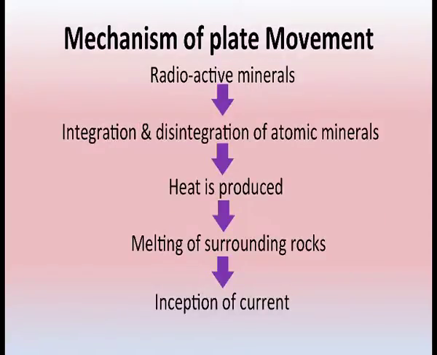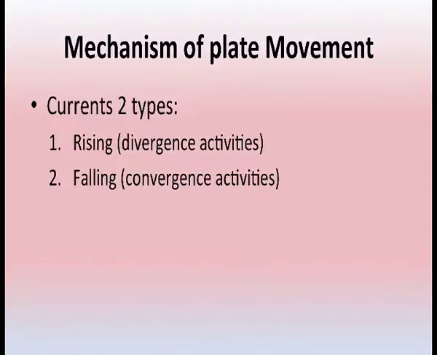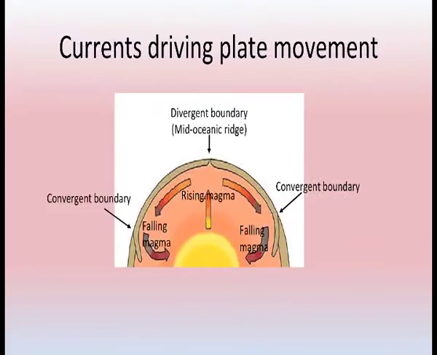Radioactive minerals found inside the earth disintegrate and atomic minerals are formed, and heat is produced during disintegration. This results in melting of surrounding rocks, and then the inception, or starting, of currents takes place. There are 2 types of currents, rising current and falling current. Rising current is related with divergent activities, and falling current is related with convergence activities. In the figure you can see a rising current and a falling current.